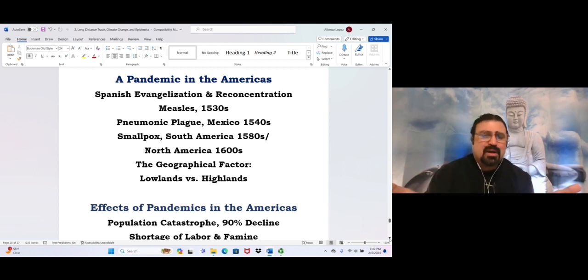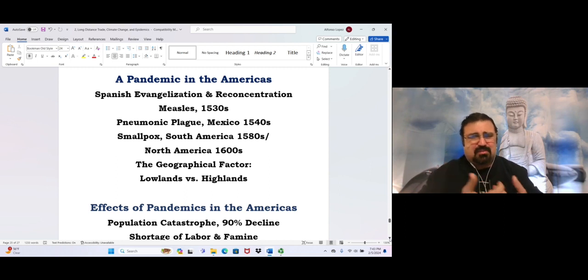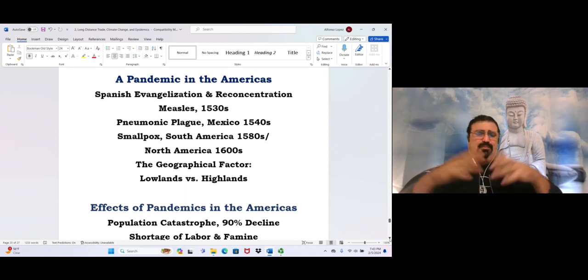And we see massive outbreaks of different viruses like measles in the 1530s across the Americas. We have, of course, pneumonic plague in Mexico in the 1540s, in Mexico City. Smallpox in South America in the 1580s. There's another episode of massive spread of disease. And also smallpox affects North American Native American groups in the 1600s when the French, the Dutch, and the British show up as well. So it's a massive pandemic.